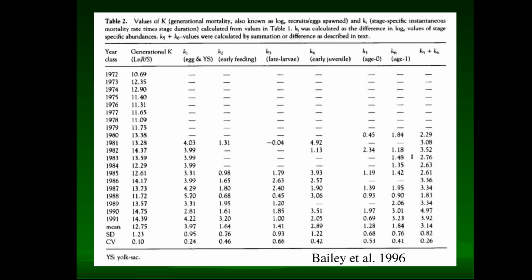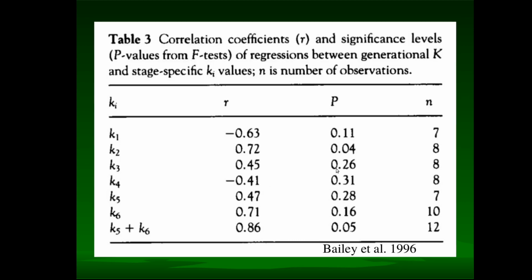So their table 2 shows all the mortality values, or K values. This is the generational K. It's basically the log of lambda. And it shows each of these components that contribute to that. And table 3 shows the correlation coefficients between each stage mortality and the overall generational mortality, with the sample size n being the number of years they have observations for.